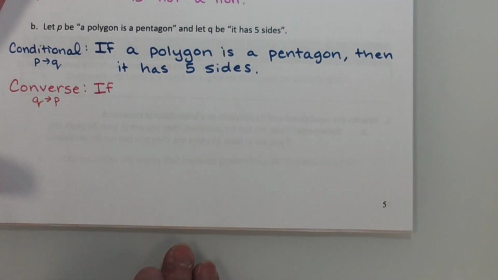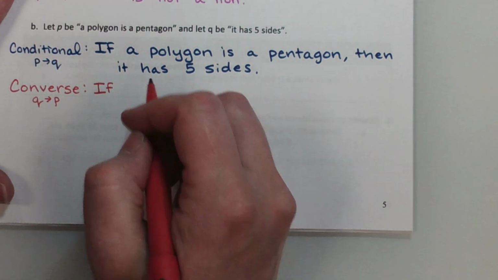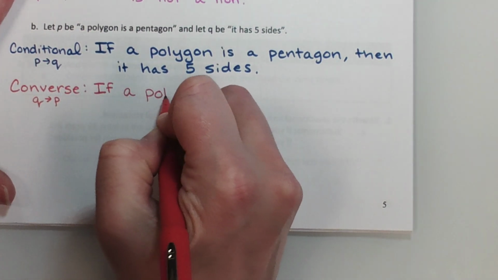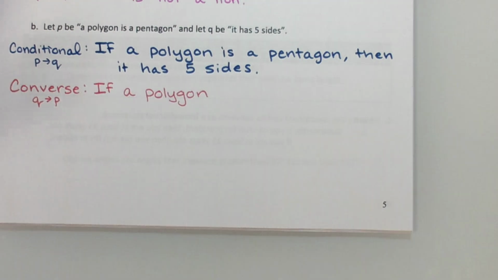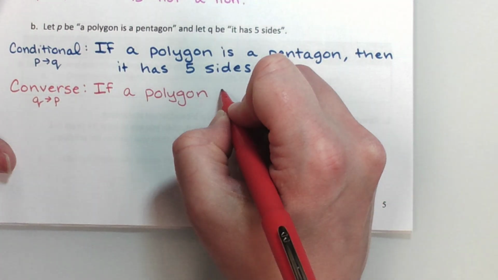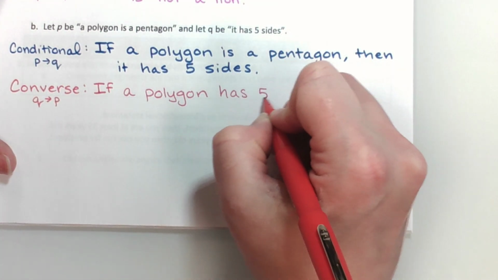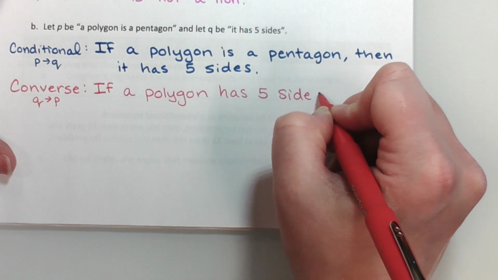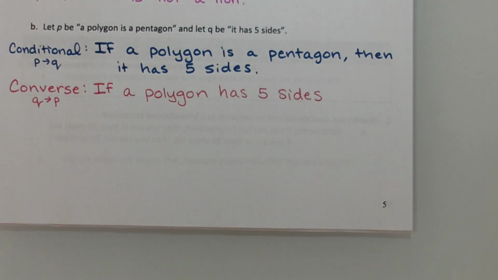Ooh, but what's the it? The it is, I don't know. How did the other sentence start? If a polygon. That's the key thing. We got to start with that. If a polygon, because that's the thing we're talking about. But you are right that we have to say it has 5 sides. So if a polygon has 5 sides. Rule of thumb, you shouldn't start a sentence with an it.